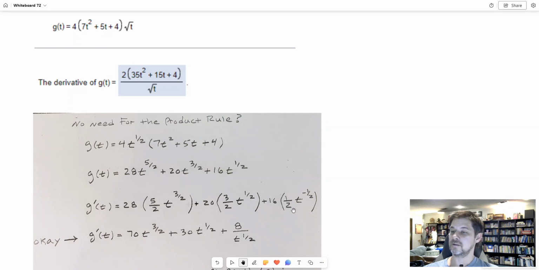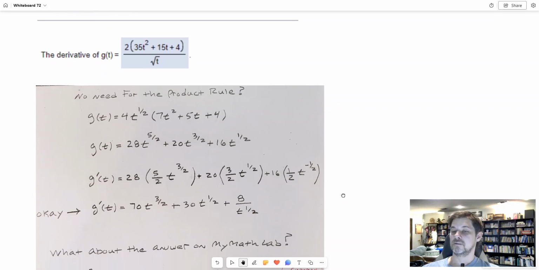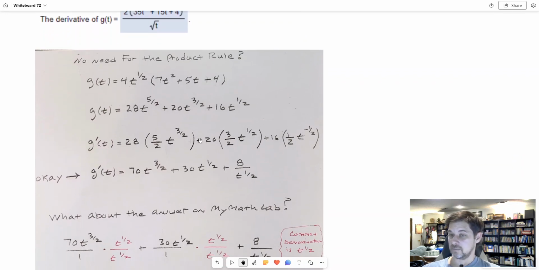1/2 here. 1/2 subtract 1 is negative 1/2. Okay, so that's not too bad. From here, I'll do some simplifying. 28 times 5/2 is 70. 20 times 3/2 is 30. And 16 times 1/2 is 8.